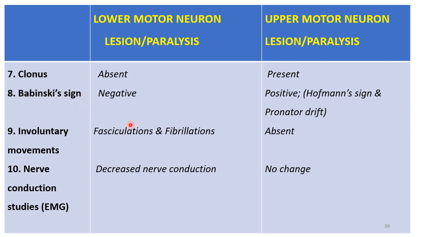So Babinski sign is positive in the upper motor neuron lesion, while it is negative or absent in the lower motor neuron lesion. Rather, there are no superficial reflexes present in the lower motor neuron lesion. Here in the upper motor neuron lesion, all the superficial reflexes are absent, but the Babinski sign is positive.